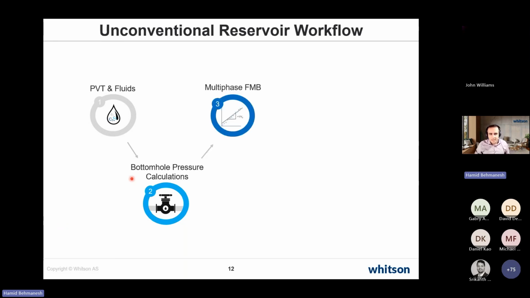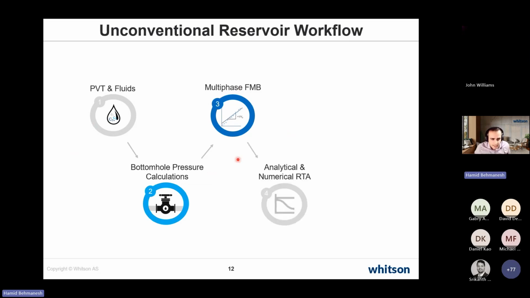Next one is the multi-phase FMB. Despite the fact that it's an unconventional reservoir workflow, it is basically wellbore geometry agnostic. It doesn't depend on whether you're draining from a tight reservoir or a Darcy, milli-Darcy type reservoir. So either conventional or unconventional, in terms of the flow behavior and volumetrics, that's something that will apply to all the fluid that we might have.